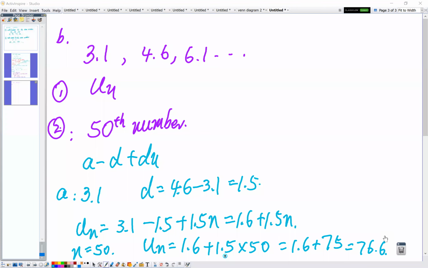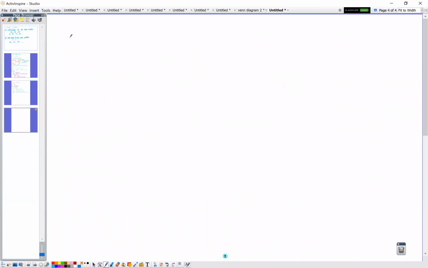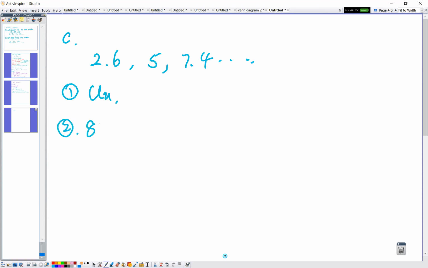Let's practice another one. Hopefully this time more people can get it right. Just starting from 2.6, 5, 7.4. The questions ask you, first find the Un, second, can you find the 80th number? Try this question, please.